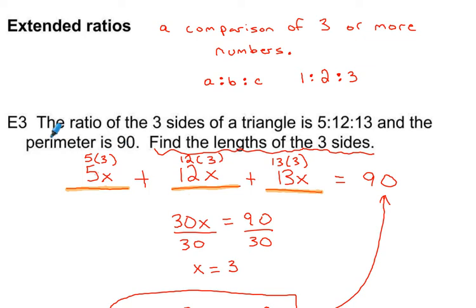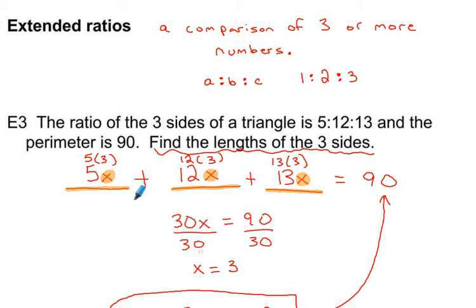We're setting up a ratio that is an extended ratio with the 5, the 12, and the 13, but we're putting them all multiplied by the same exact variable, and you'll use the same one every time when you're doing that. So it's 5x plus 12x plus 13x equals our perimeter of 90. We would combine like terms. 5x plus 12x plus 13x is 30x equals 90.